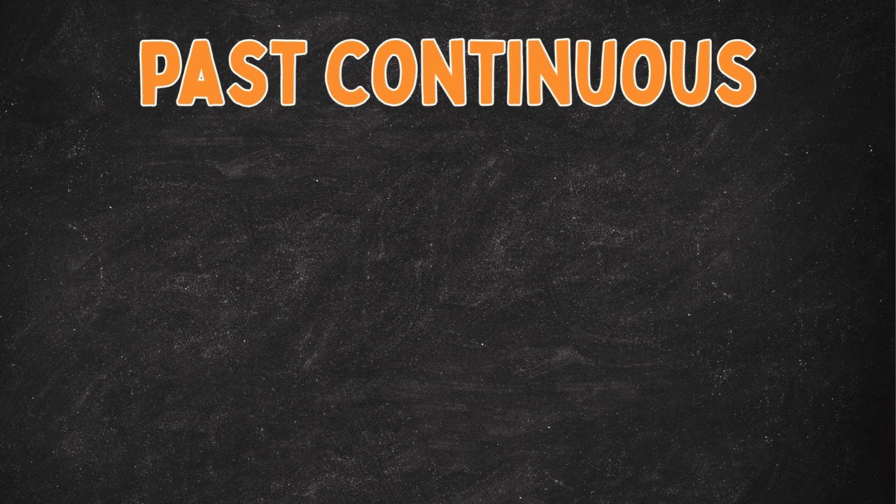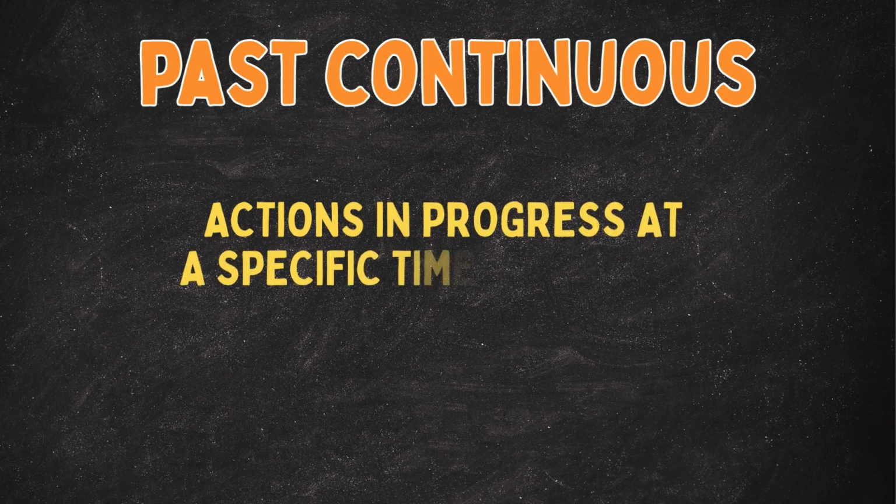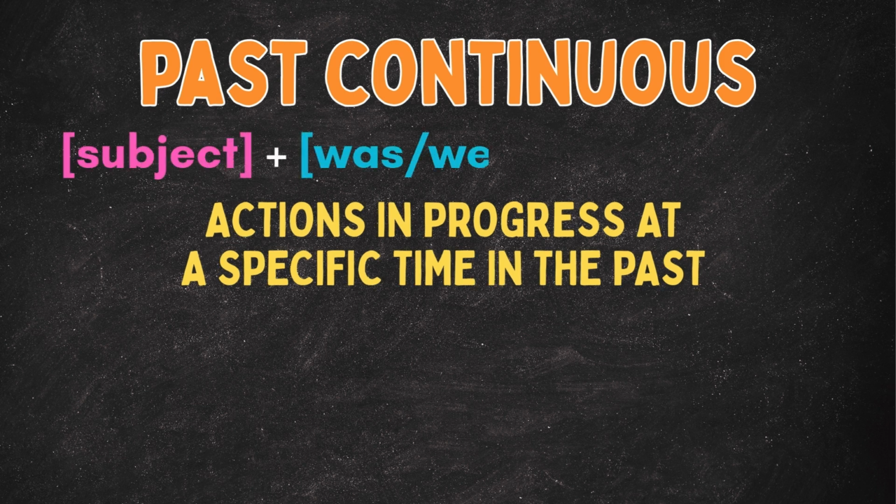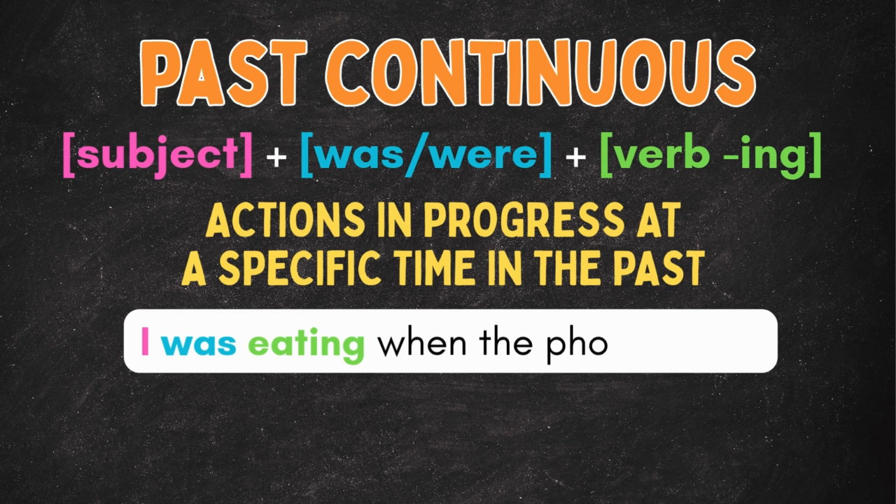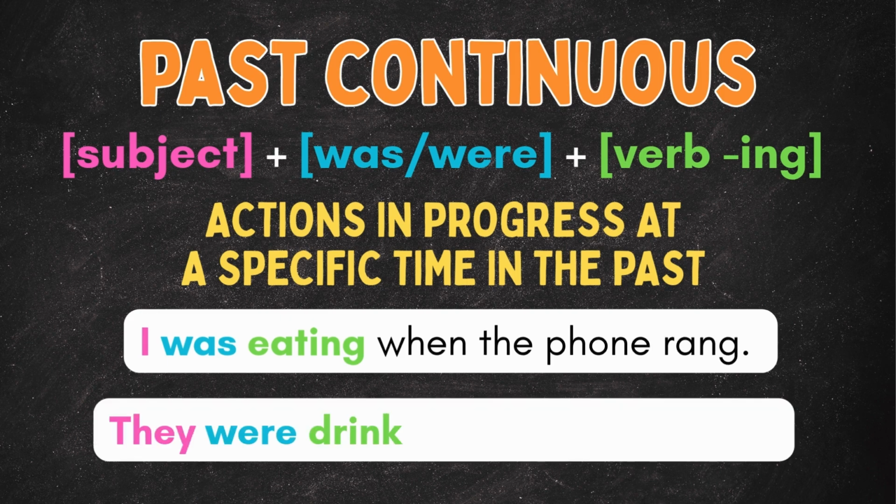Past continuous. The past continuous is used for actions in progress at a specific time in the past. The sentence structure consists of subject plus was or were plus verb with ing. For example, I was eating when the phone rang. They were drinking soda after school.